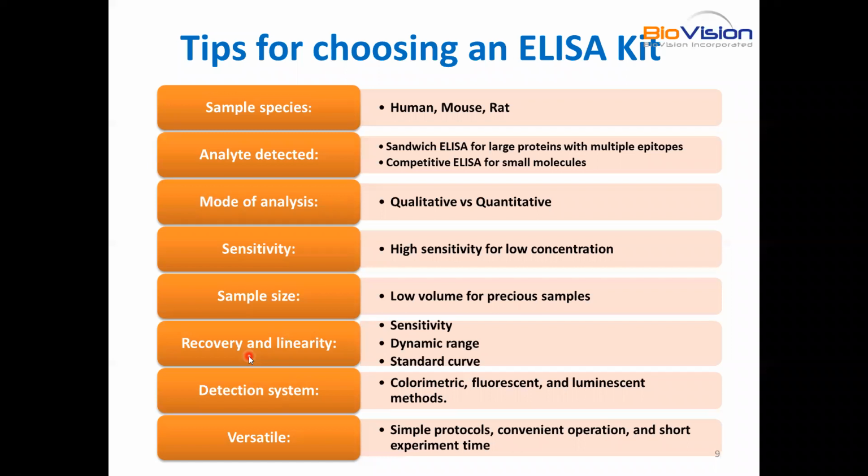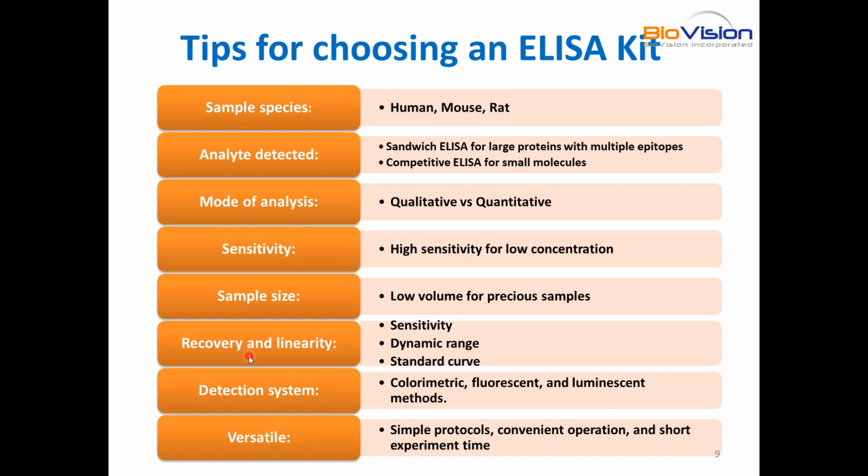So as you have already noticed, most of the suppliers provide recovery and linearity data on the product data sheets. Besides that, the other important parameters to look for are the sensitivity and dynamic range, which are also provided on the data sheet provided with the ELISA kit. So the ELISA kits from different suppliers may have different parameter data. So I think it is always recommended for the end users to carefully compare these parameter data in terms of recovery, linearity data, sensitivity, and dynamic range to choose the right ELISA kit.